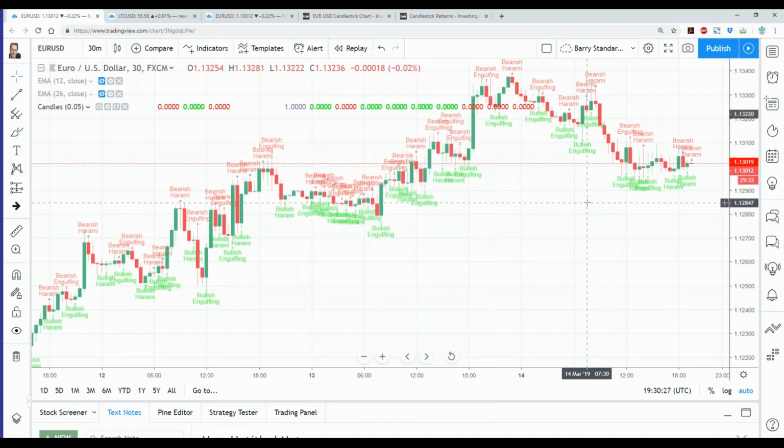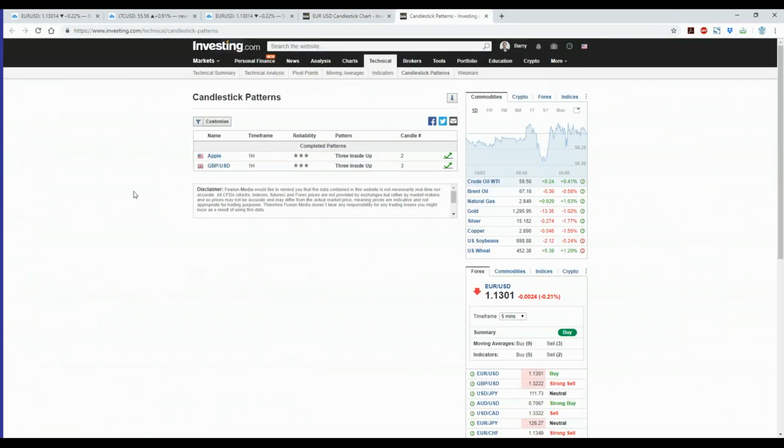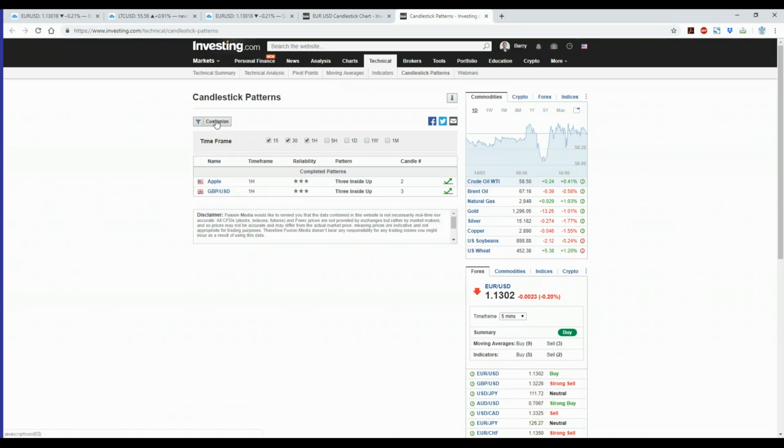Okay, so that's one way that you can at least get them and see where they've developed and where they are. Another way is with a scanner. Now, for instance, if we go to investing.com, they have a scanner that's free to use, or you can download them all over the place, or you can put them in an app on your phone. But see, here we go to candlestick patterns on investing.com, and I want to customize.